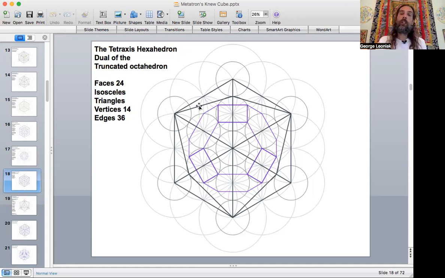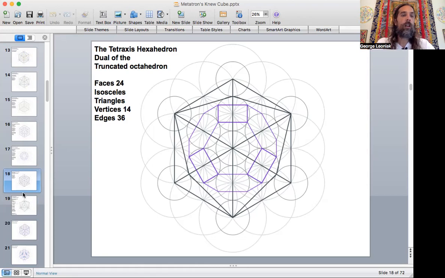And the octahedron that's being truncated for this form, the octahedron that is making this form, the tetraxis hexahedron, is the octahedron related to this truncated one down here, okay? So hopefully that will become more clear as we go on.